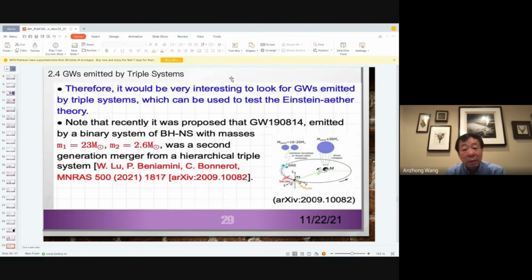Now we do find a candidate for the triple system, which is GW190814. People propose this is due to triple system evolution. So this is our application to the triple system, but we have not observed any gravitational waves from a triple system except this candidate.